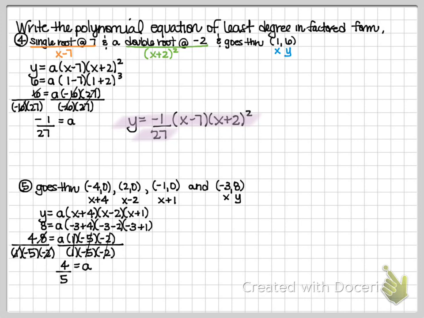All right, so it looks like I have 4/5 as my leading coefficient, and then I'm just going back to where I had my factors. So x plus 4, x minus 2, and x plus 1.